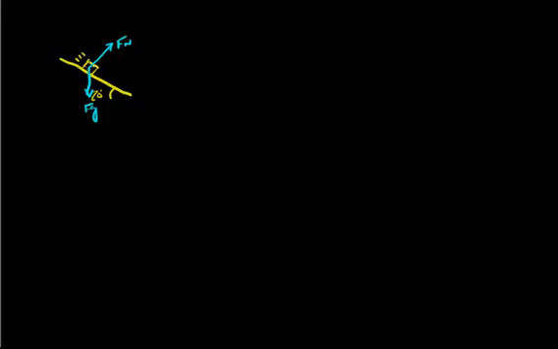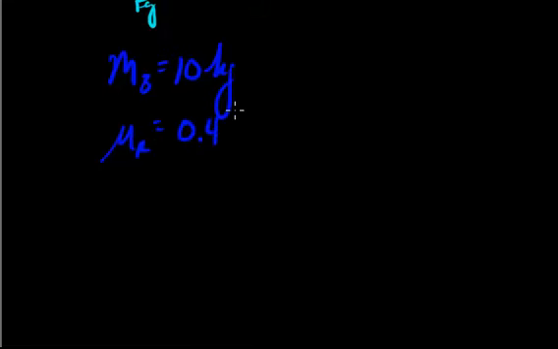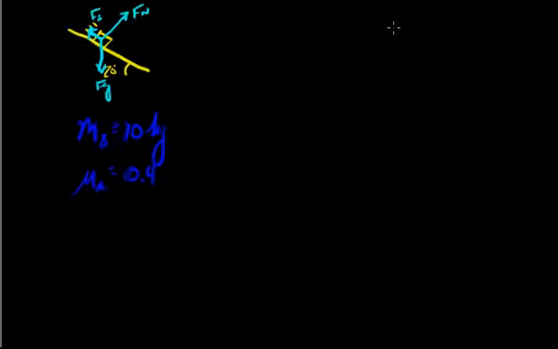And finally, we also have force friction going back. There we go, force of friction. Let's give us some values for this problem here real quick. Let's say that the mass of the block is, let's make our lives easier, 10 kilograms. And let's say that the mu of this particular situation is 0.4. And what we're going to attempt to do is find the acceleration.